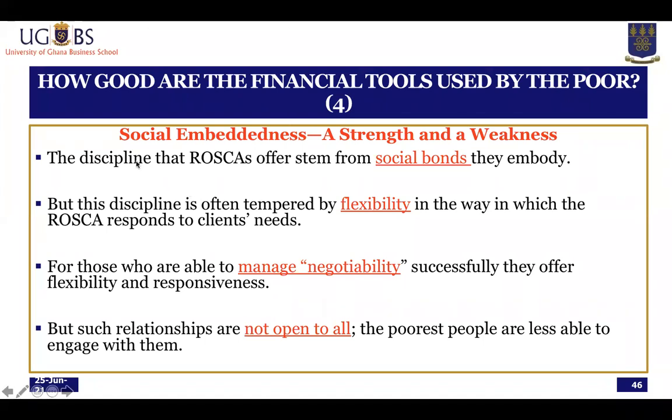Now, we realize that the discipline that ROSCAs offer comes from social bonds, the relationships that they have. That is what usually holds them together. But this discipline is often tempered by flexibility in the way in which the ROSCA responds to clients' needs. So yes, there's some flexibility, and for those who are able to manage negotiability successfully, they offer flexibility and responsiveness. So it's not all persons who are able to tap into these ROSCAs or avenues that are used by the poor, because the poorest people typically are less able to engage at the ROSCA level. So you realize that it still leaves out some people.